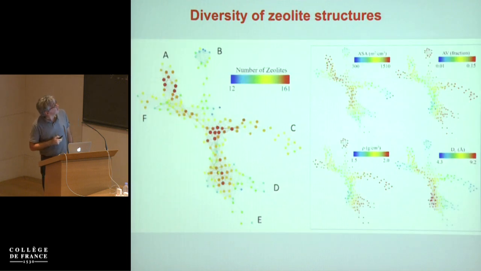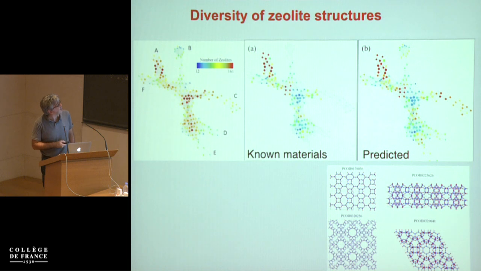It's the same with zeolite structures. You see they nicely separate with these structures. And if you look here, you have some of the known zeolite structures, and here there's a large fraction of materials that are predicted and have never been synthesized, and they look like this.